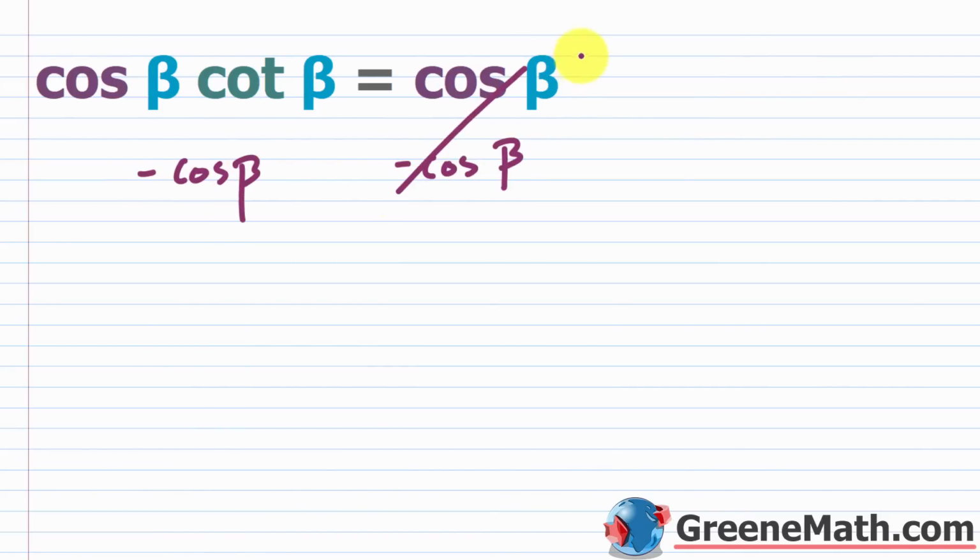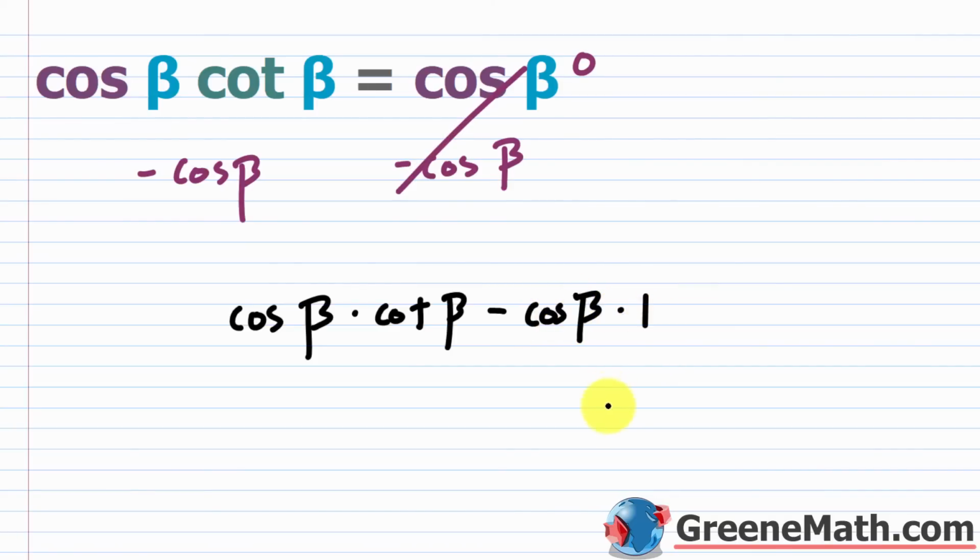So over here, this would cancel, and you'll have 0. So on the left, you would have the cosine of beta, then times the cotangent of beta, and then minus this cosine of beta. And what I'm going to do, because we're going to factor this out, let me put times 1 so nobody gets lost. And I'm going to set this equal to 0.